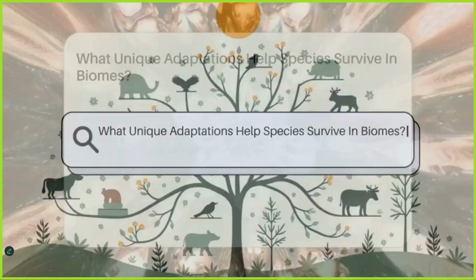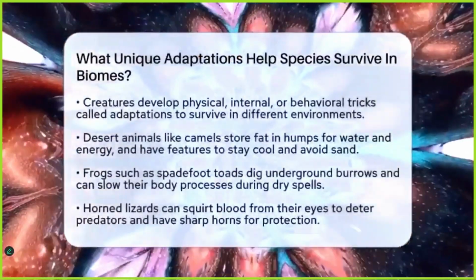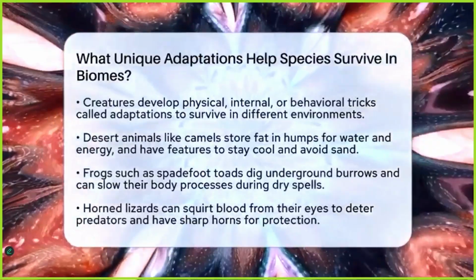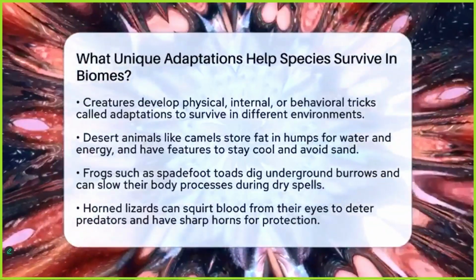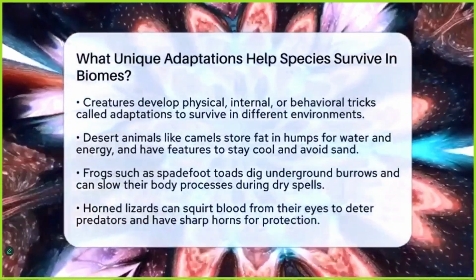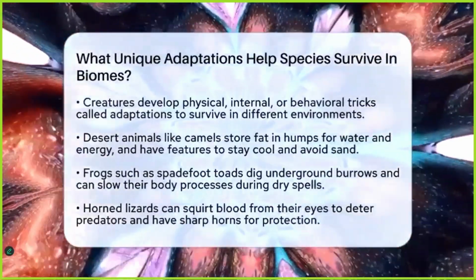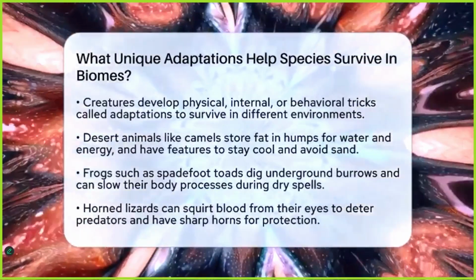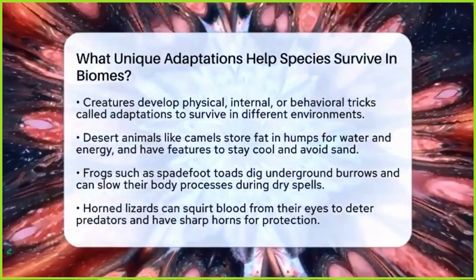What unique adaptations help species survive in biomes? Imagine living in a place where the weather can change from scorching heat to freezing cold in just a few hours. How do creatures manage to survive in such tough spots? Well, each species develops special tricks to handle their environment. These tricks are called adaptations, and they can be physical, internal, or actions they take. Let's explore how animals and plants survive in different land environments.